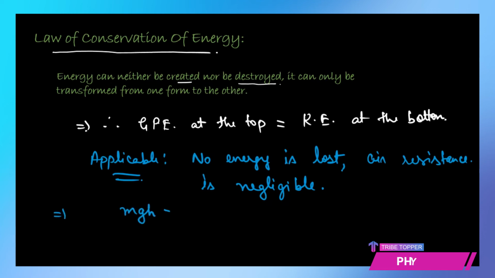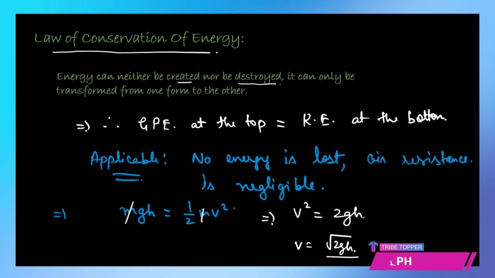So mgh should be equal to half mv square, which means m, since we are talking of the same mass, cancels out. So if you want to find the velocity of an object on hitting the ground, how can you find it out? Simply v square will be 2gh, or v would be root 2gh. That means all you need to know is just the height. If you know the height from which the object falls, you can easily find the velocity with which it will hit the ground.